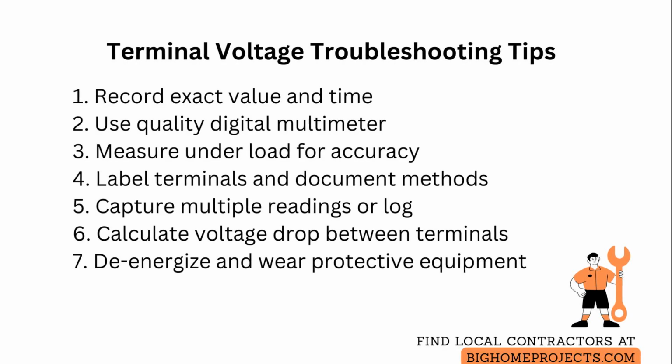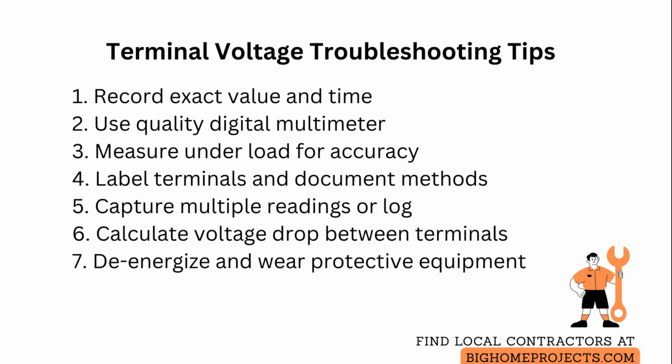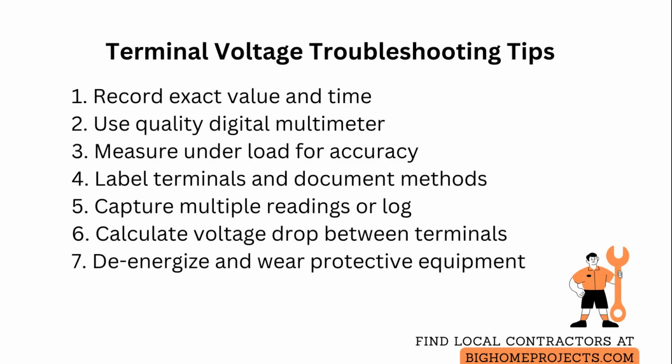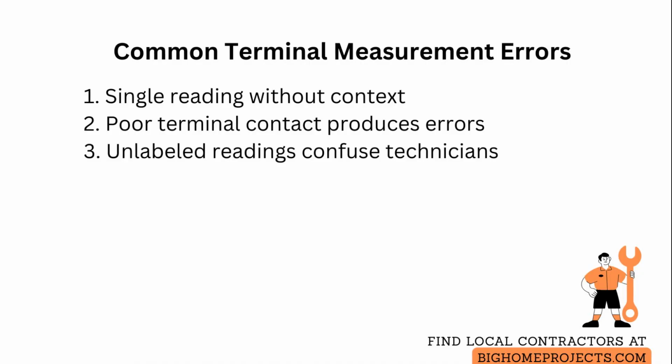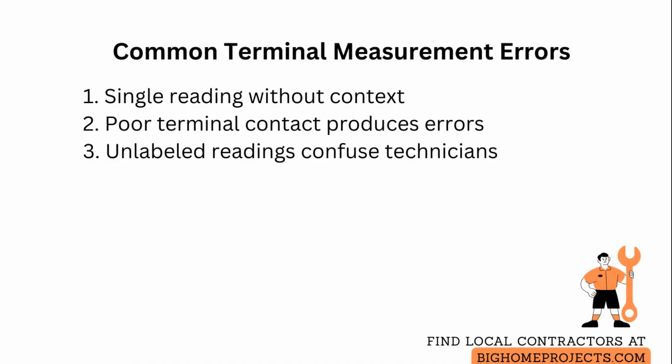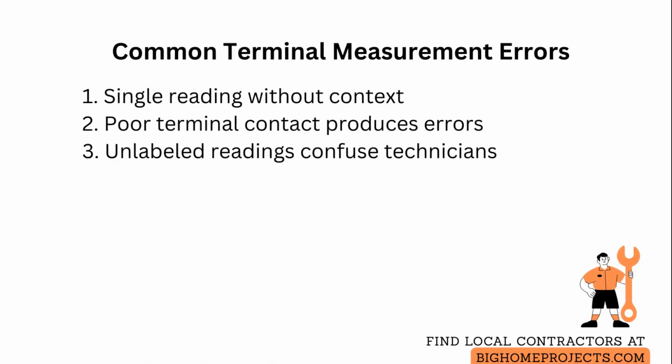Protect yourself and the installation by de-energizing circuits when safe to do so, wearing insulated gloves and eye protection when measuring live terminals, and shutting off power before making or breaking terminal connections to avoid arcs that alter readings and damage equipment. Common mistakes include recording a single reading without context, which yields misleading data.